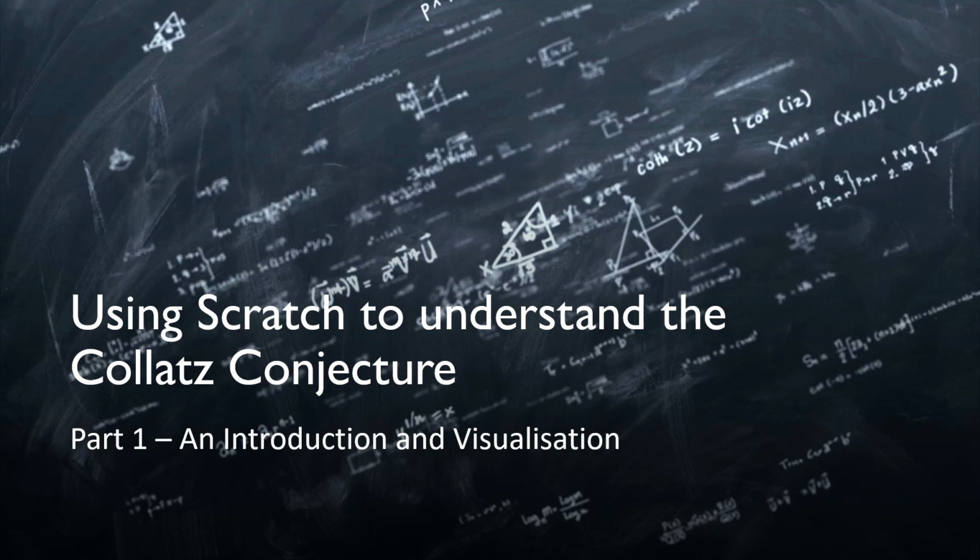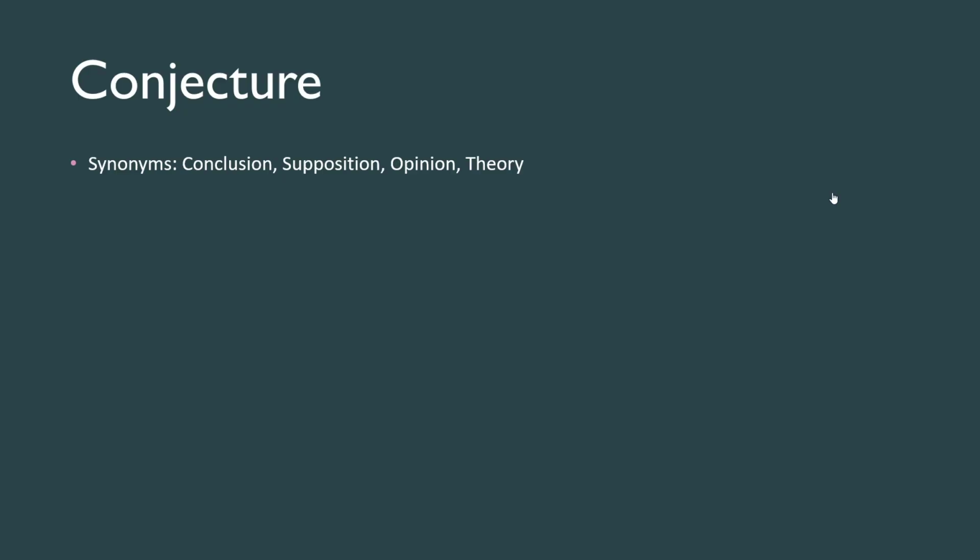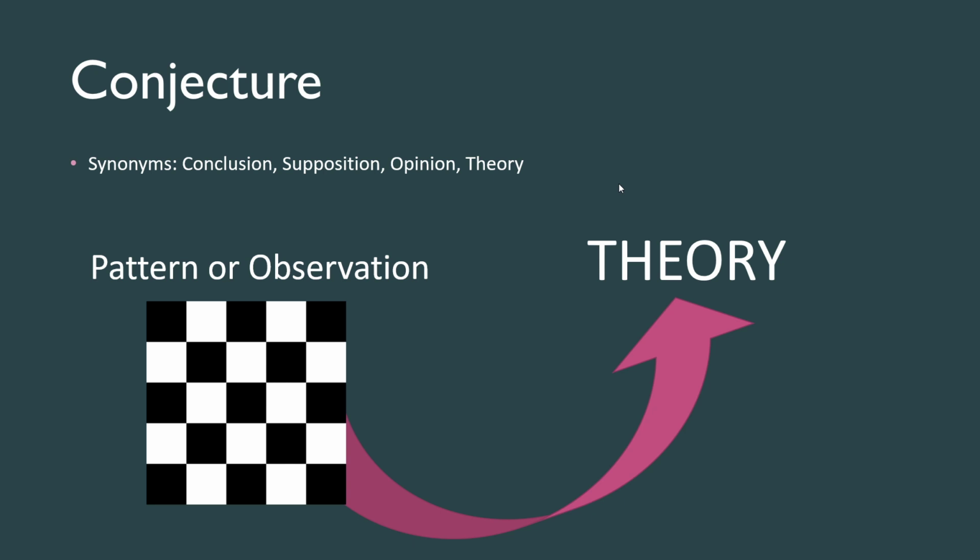The Collatz conjecture, well, I thought I'd introduce this term conjecture before anything else. Some of the other words for a conjecture: a conclusion, a supposition, opinion, theory. Essentially, a conjecture is something that's proposed. It's been observed, so a pattern, and then a theory has been developed based around that pattern or observation. So that could be a list of numbers, etc. The world of mathematics is full of conjectures, and there's quite a few out there that are unsolved, with substantial financial rewards for solving them. And the Collatz conjecture is just one of such theories.